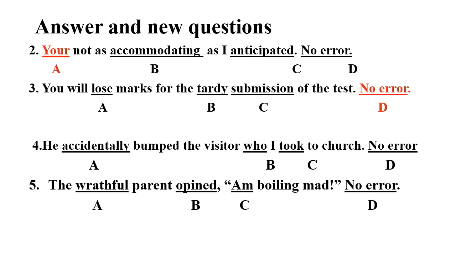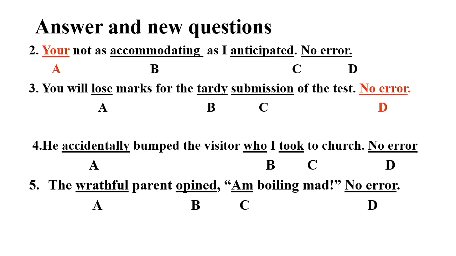Number 4, he accidentally bumped the visitor who I took to church. A, accidentally; B, who; C, took; or D, no error. You decide. Is it accidentally? Is that word correctly spelled? Visitor who? Is it who or whom? You decide. Took to church. Is it wrong to say I took, or should it have been carried? You decide.